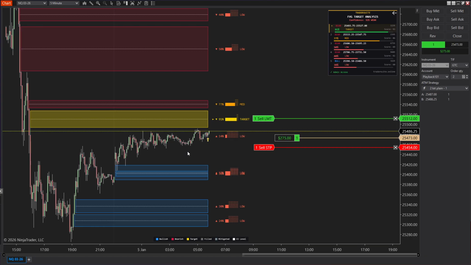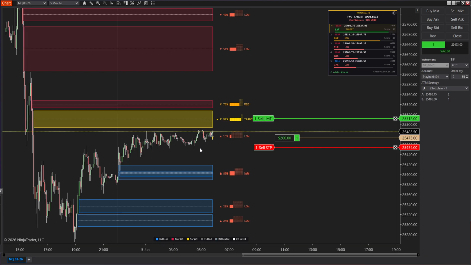One more thing, mitigated FVGs receive a 40% score penalty. Once price has touched the CE level, that gap has lost much of its magnetic pull, so the indicator deprioritizes it. Let me scroll through some recent price action and show you how this plays out in real time.